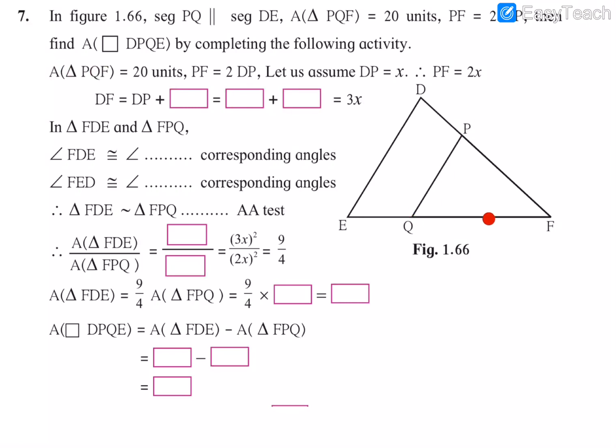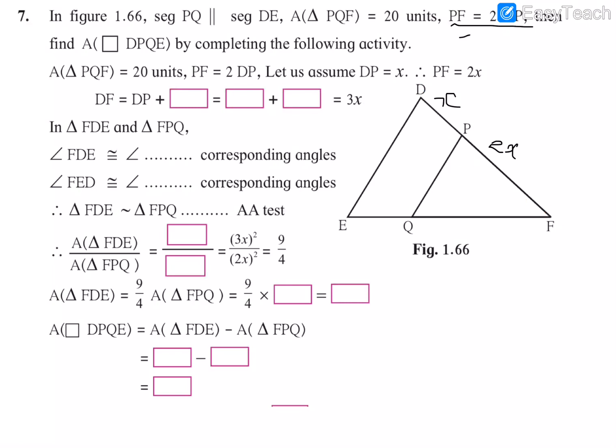So the first step: the area of PQF, the area of this small triangle, is 20 unit, you can see it given in the problem, and PF is equal to 2 DP, that is given. We are assuming this DP as x, and then PF will be 2 DP, meaning it will be 2x. Since the relation is given as PF is equal to 2 DP, PF will be 2x.